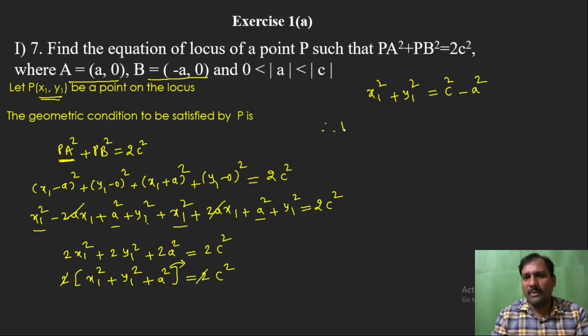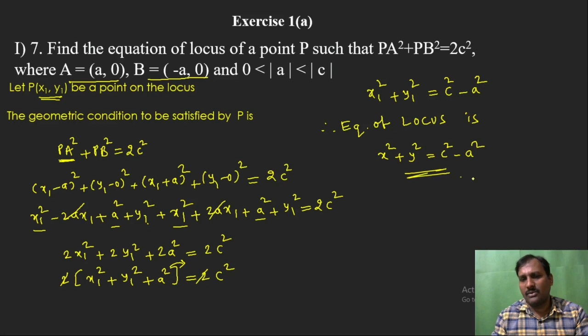Now if you replace x1 and y1 by x and y, we will get the equation of locus: x square plus y square is equal to c square minus a square. So this is the answer.